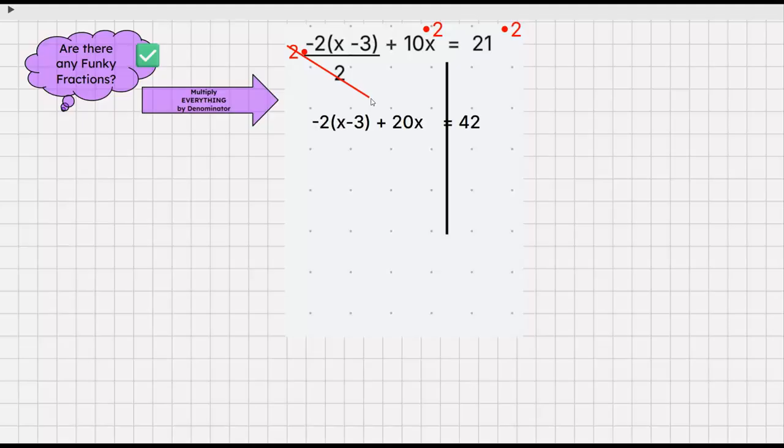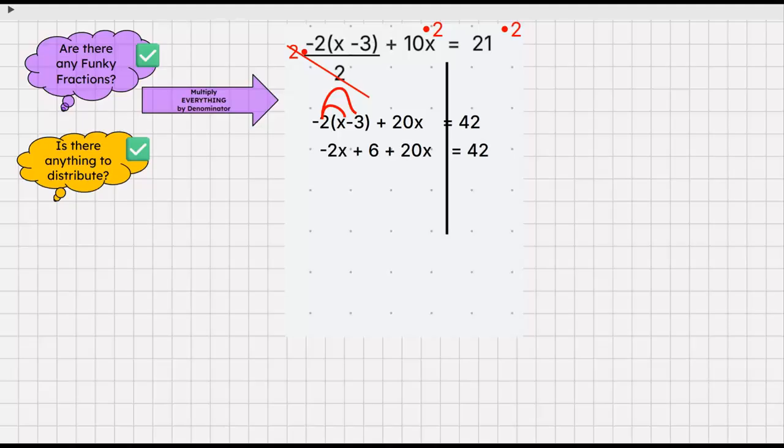So negative 2x minus 3 is, we're going to just keep that, plus 20x equals 42. Now we're going to ask ourselves, is there anything to distribute? And there's something to distribute. So we're going to go ahead and do that. Negative 2 times x and negative 2 times negative 3. That leaves us with negative 2x plus 6 plus 20x equals 42.